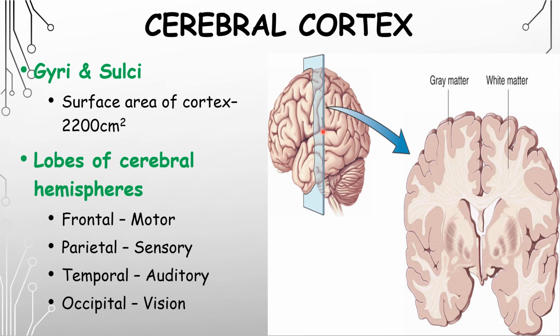The first one is the frontal lobe, which is concerned with motor function. It lies in front of the central sulcus, so here it is, in front of the central sulcus and above the lateral sulcus. The next one is the parietal lobe. The parietal lobe lies between the central sulcus and the parieto-occipital sulcus. So here it is.